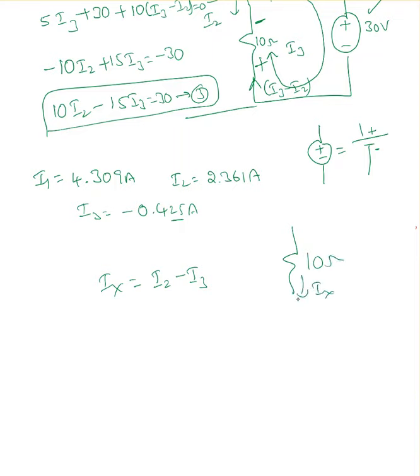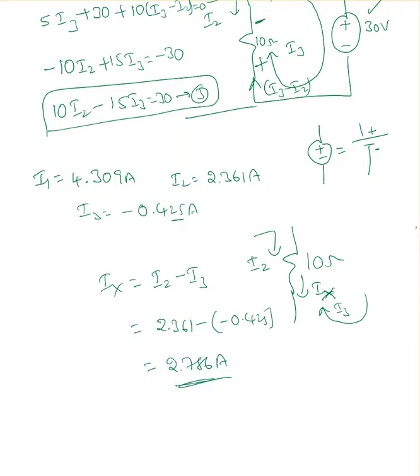My goal is finding Ix. Okay, but I said I assumed I2 is flowing in this direction, and I3 is flowing in this direction. So to get Ix, I2 must be larger than I3, because I2 and Ix are in the same direction. So I2, I have 2.361, minus I3, minus 0.425. So that is the current passing through that branch. So Ix equals 2.786 amperes.